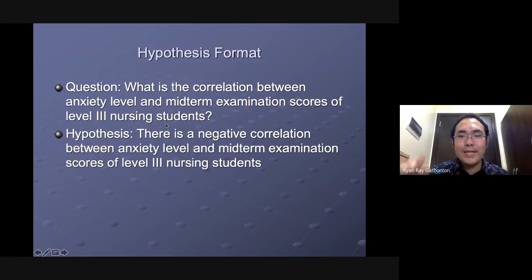So if you state your hypothesis, all of the elements of the question, the PICO, should be inside the hypothesis. Plus, the earlier reminder from the tips in formulating a hypothesis, that your expected outcome should be there. The expected outcome, which is a negative correlation. When we say negative, this is an inverse relation. So there is a decreased anxiety level and a higher midterm examination score, and vice versa. So that's your expected relationship between variables. Okay?